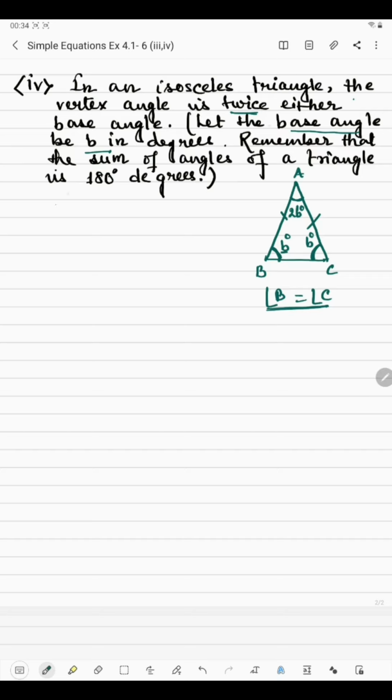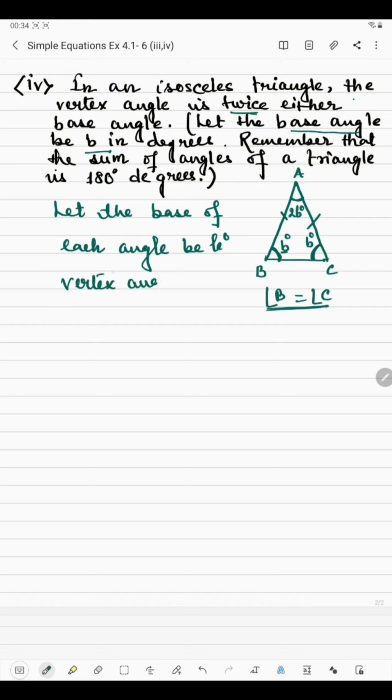So we'll write, it is said that the base angle, so let each base angle be B degrees. Okay, and what will be the vertex angle then? The vertex angle will be 2B degrees. Why? Because it is said that the vertex angle is twice either base angle. So we have considered the base angle as B degrees. So if the base angle is B degrees, then the vertex angle will be twice, meaning double the base angle. So it will be 2B degrees.